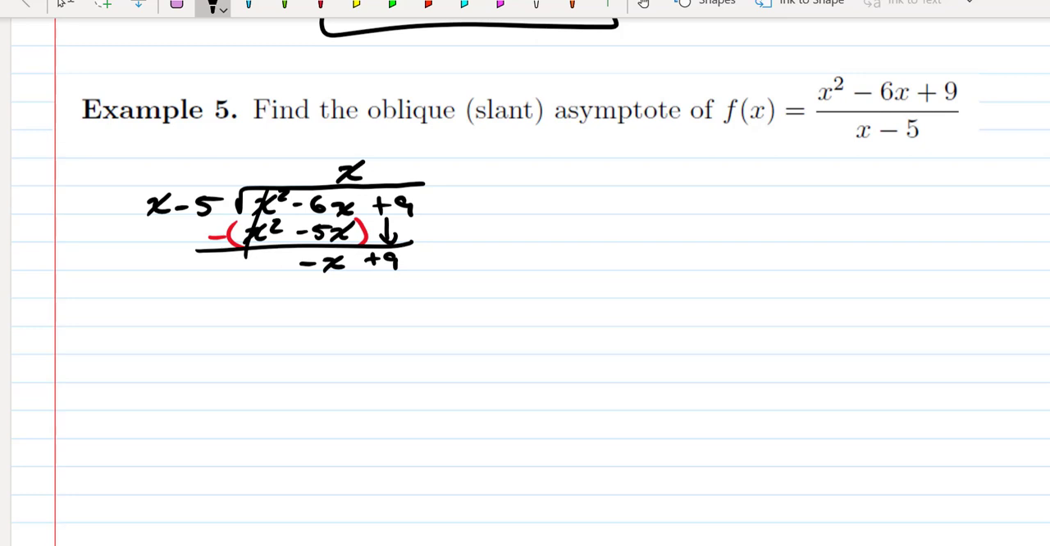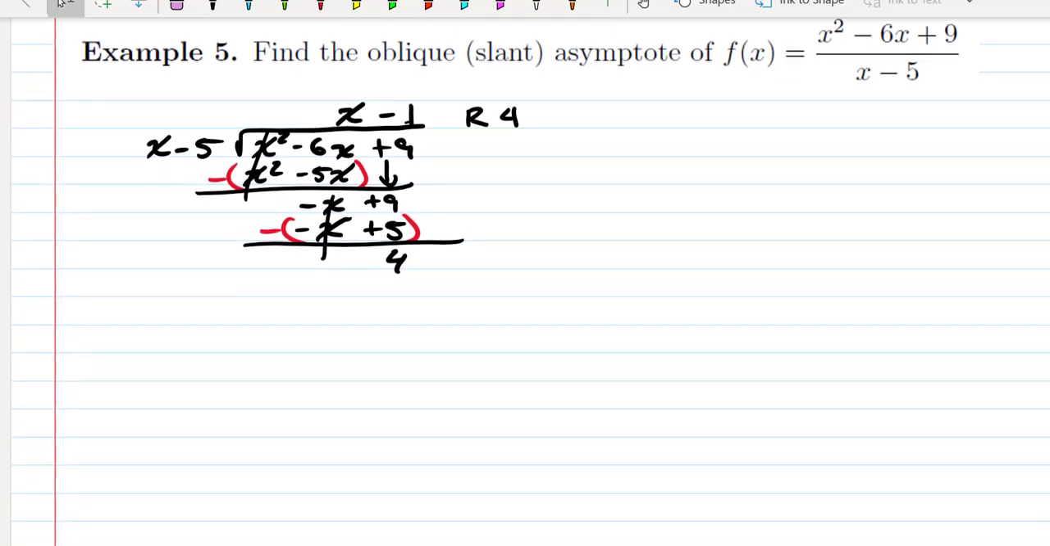So then we ask, what times x gives us negative x? It's negative 1. So negative 1 times x gives us negative x, and negative 1 times negative 5 gives us positive 5, and then we subtract. So negative x makes it positive, so those two reduce out, and then 9 take away 5 gives me 4. So my remainder is going to be positive 4. But we don't even care about the remainder, so the oblique asymptote is going to be x minus 1.